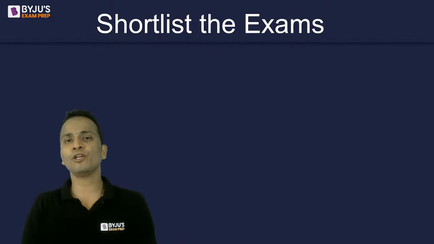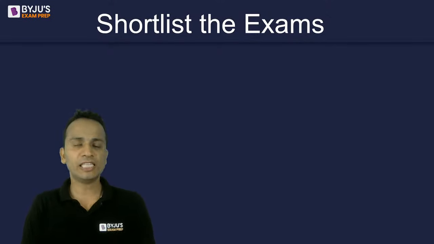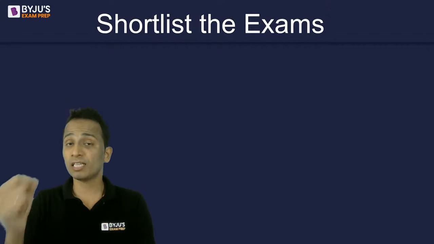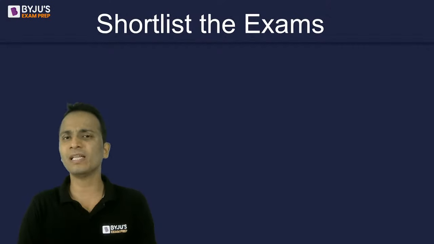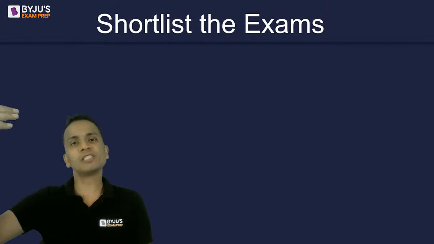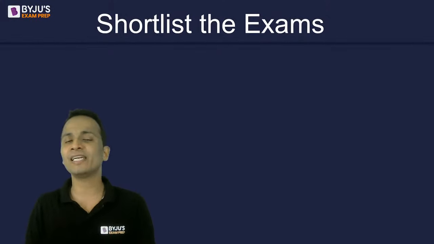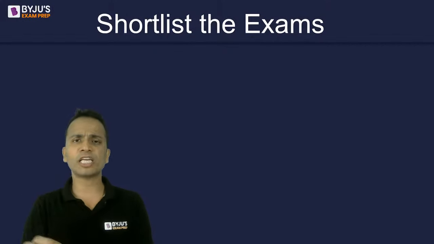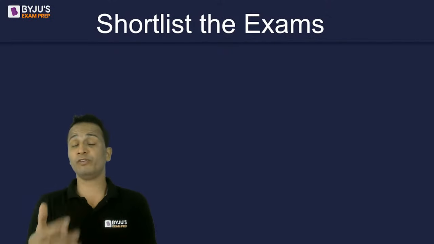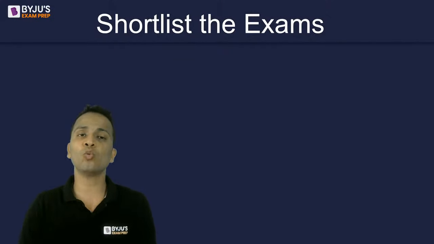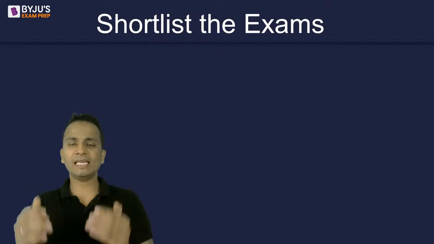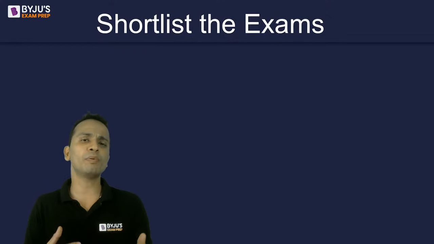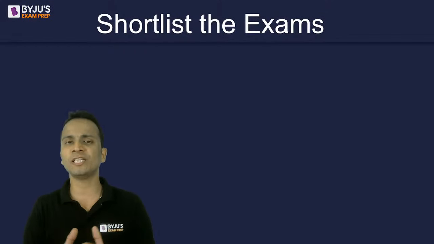So first of all, you will have to shortlist these examinations. You'll have to make a list of all the examinations that you want to take. I'm not asking you to make a list of all the examinations. You can start by writing down each and every examination and strike out the ones you don't want to take. So, make a list. It will be a very big list of examinations. Probably you will take 8 to 10 examinations from this list.